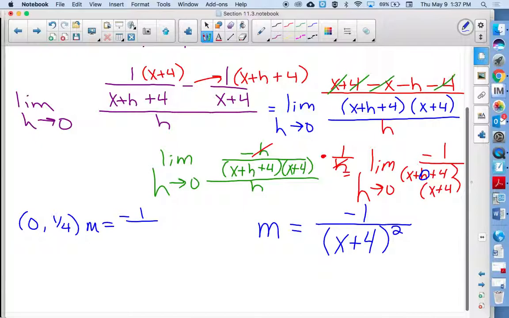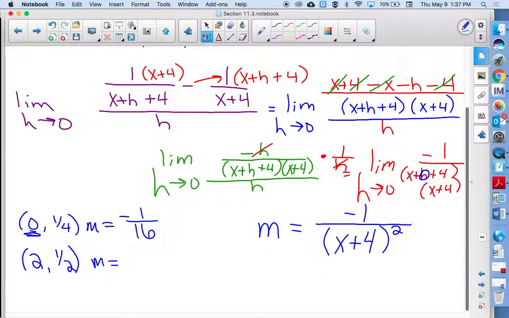What letters do the ordered pair represent? X and Y. So what are you plugging in for X? X is 0. So you're just going to plug a 0 in for X. So I'm finding the slope at the point 0, 1/4, which means I have 0 plus 4 squared, which would be 16.